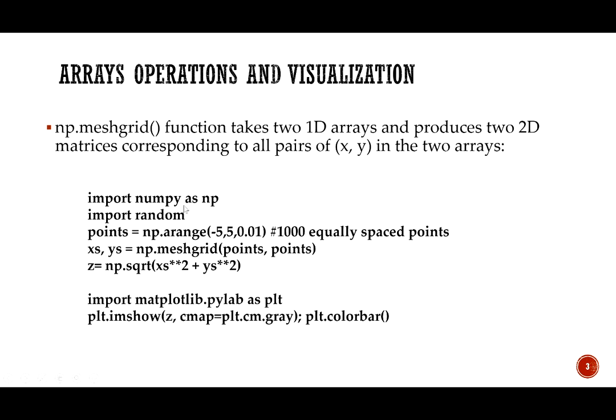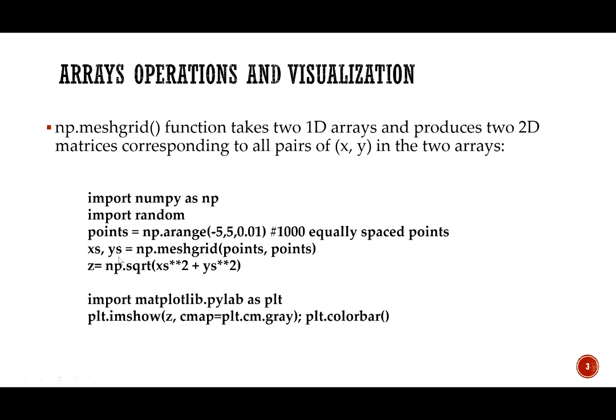We import two libraries, numerical Python and random, and then we use the arange method to generate 1,000 equally spaced points starting from -5 to 5, and the step value is 0.01, so 1,000 data points. And then we apply the MeshGrid to points. So this points is an array. Okay. So we pass points, which is a one-dimensional array, to this function, and the result would be two matrices. We call one XS, the other one YS.